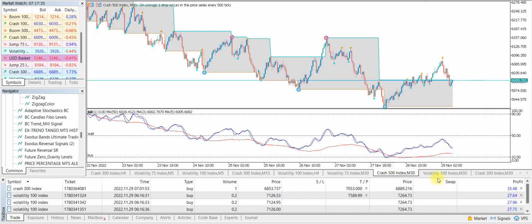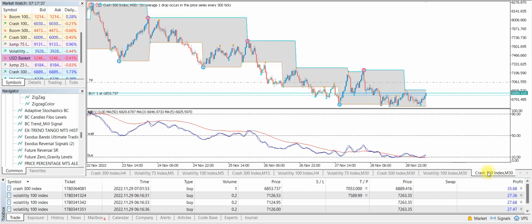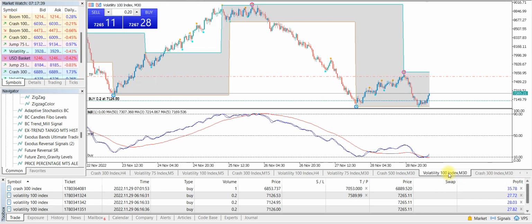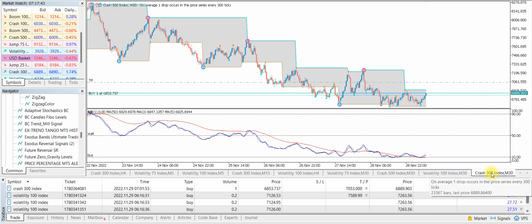The trades that I took on both Crash 300 and Volatility 100 were taken using this indicator. It's just the Crash 300 that I took outside the indicator, and I checked if the indicator agrees with it, which I believe it does, and that is what we are having now. Just patiently follow me, I will explain.